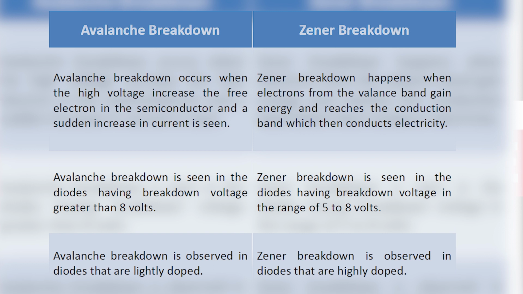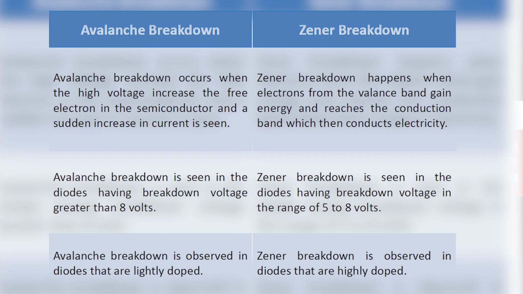So what happens in a Zener diode? The Zener breakdown happens when electrons from the valence band gain energy and reach the conduction band, which then conducts electricity. The electrons get the energy from the strong electric field, and they move from the valence band to the conduction band, and this is how the current starts flowing in the Zener diode, and Zener breakdown occurs.